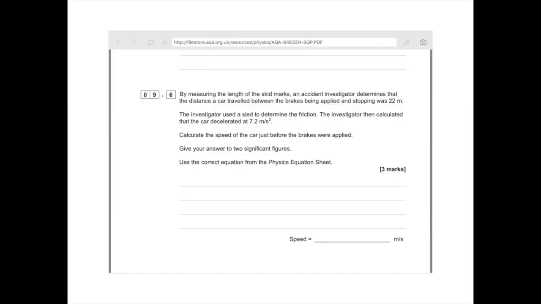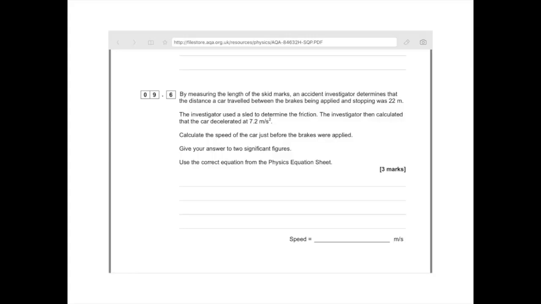9.6. By measuring the length of the skid marks, an accident investigator determines that the distance a car travelled between the brakes being applied and stopping was 22 meters. The investigator used a sled to determine the friction. The investigator then calculated that the car decelerated at 7.2 meters per second squared. Calculate the speed of the car just before the brakes were applied. Give your answer to 2 sig fig.